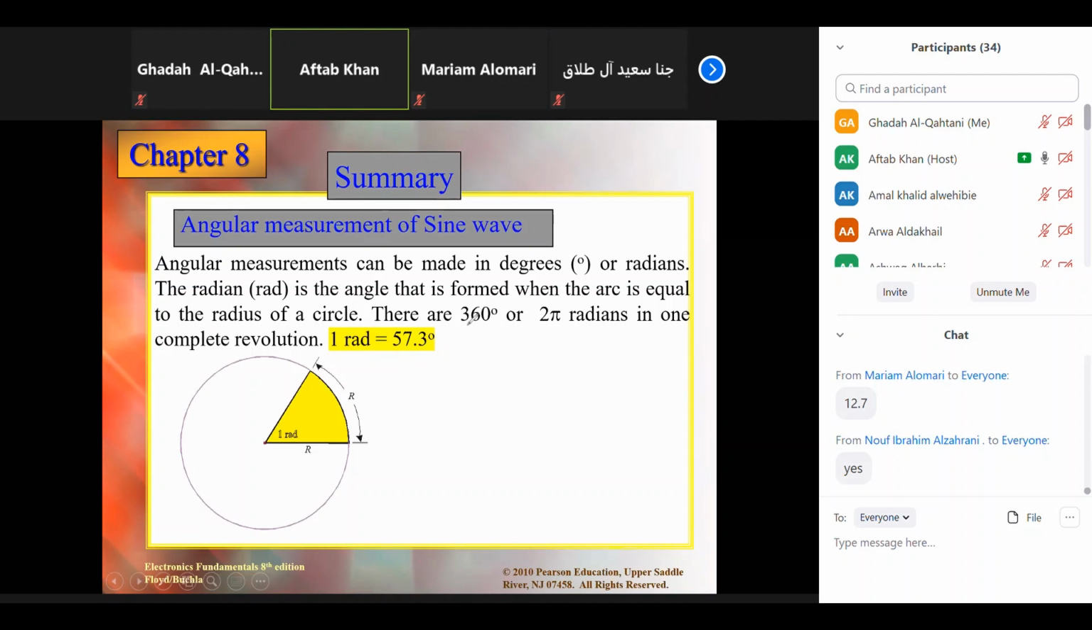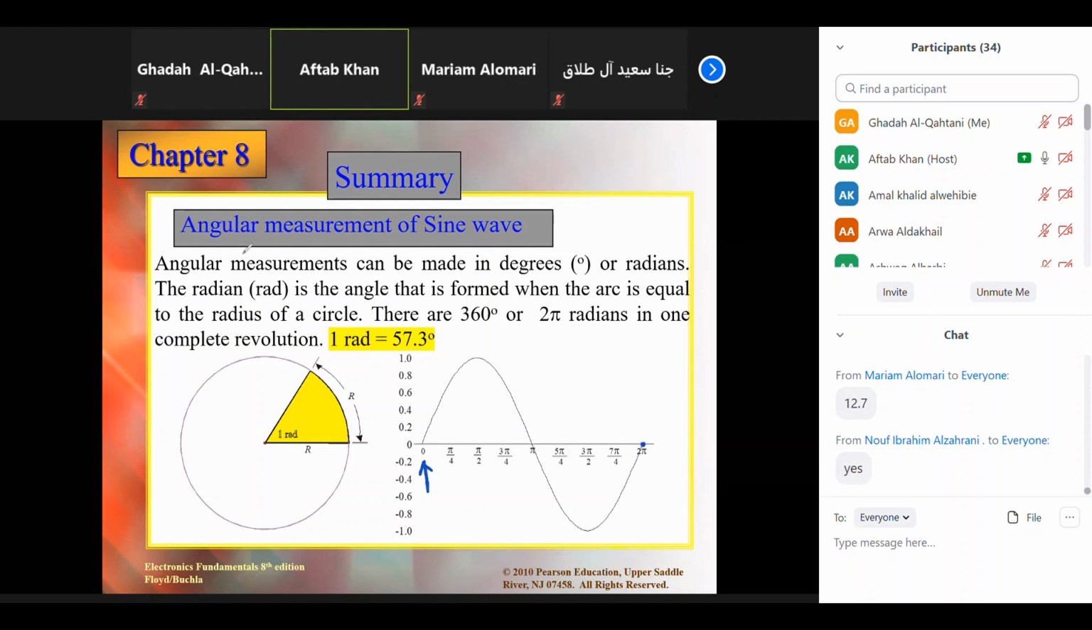So there are 360 degrees or 2 pi radians in one complete revolution. And 1 radian is equal to 57.3 degrees. You don't need to remember this one. It's easy. You can see here the cycle, the angle in radians. The complete cycle starts with 0 radian here, and it completes 2 pi radians at the end.